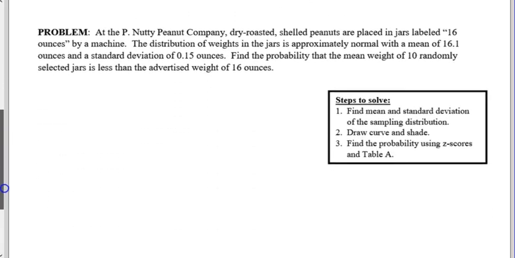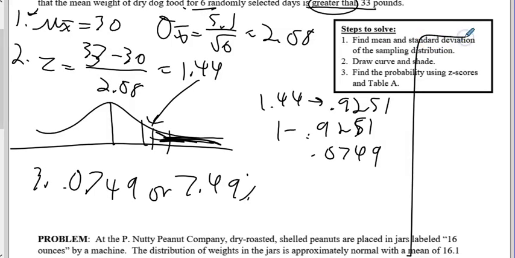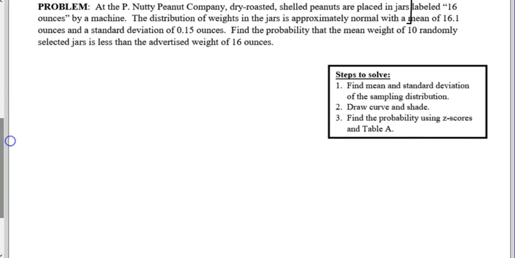Let's do one more. At the Peanutty Peanut Company, dry roasted shelled peanuts are placed in jars labeled 16 ounces by the machine. The distribution of weights in the jars is approximately normal with a mean of 16.1, standard deviation of 0.15. Careful with that. Mean weight of 10. We'll get to that. Okay. Find the probability the mean weight of 10 is less than the advertised weight of 16 ounces.